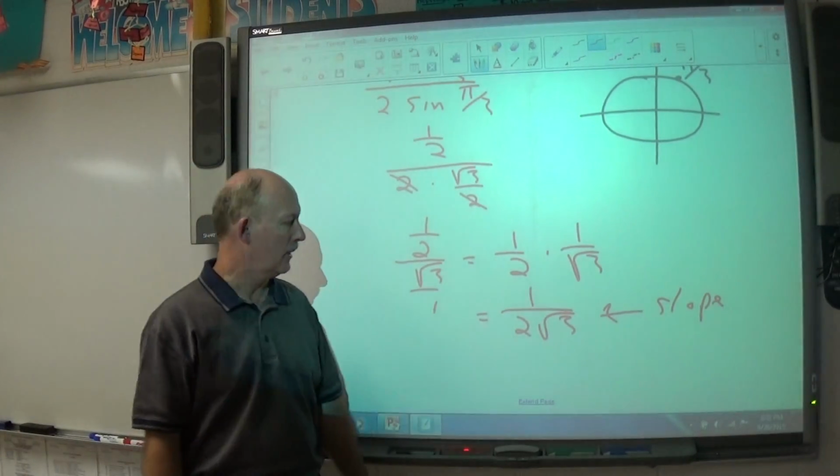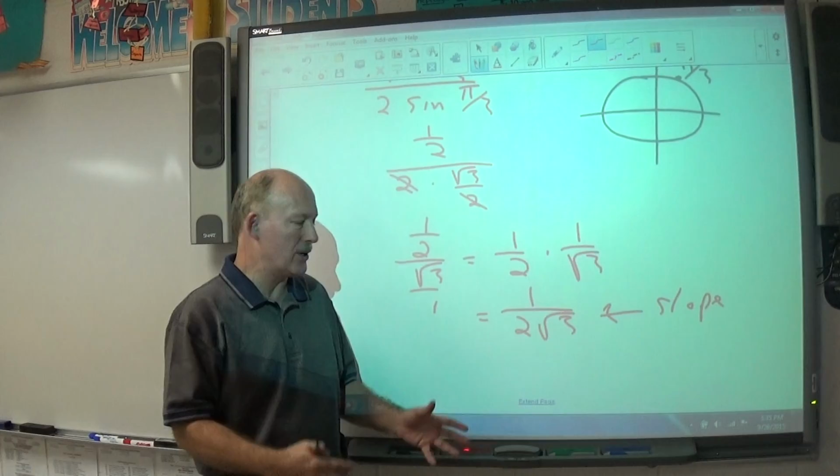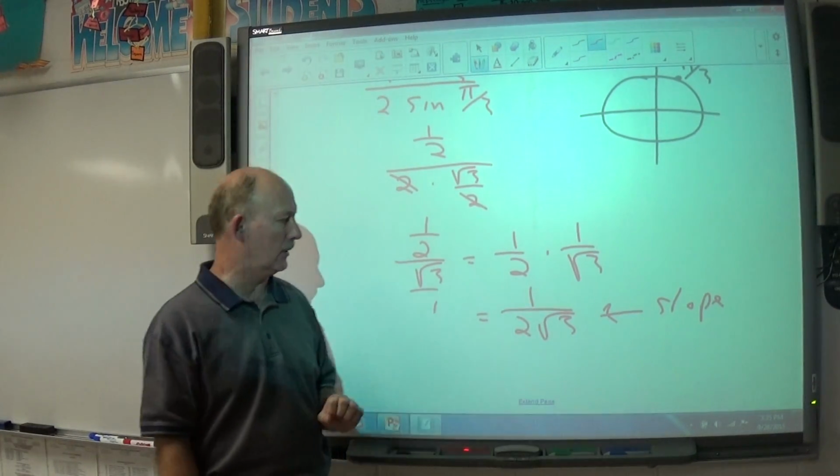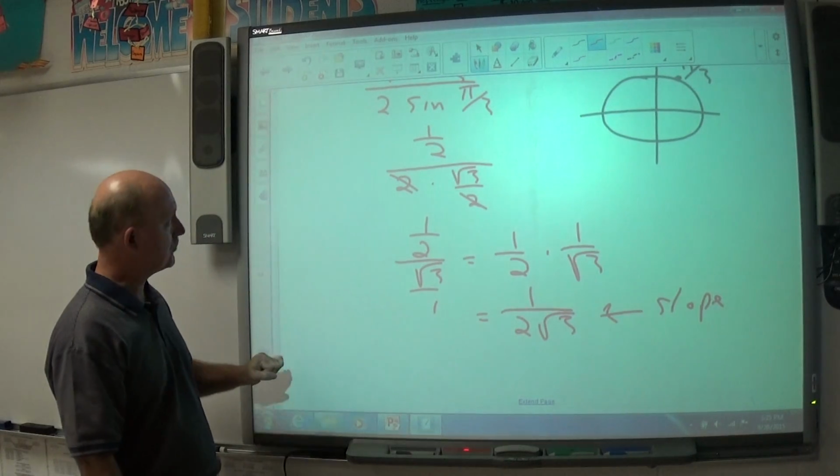So that'll be our slope. So 1 over 2 times the square root of 3. Now you could rationalize it. You could get the radical off the square root of 3, but I think this will be good for our slope. Okay, let's try another example.